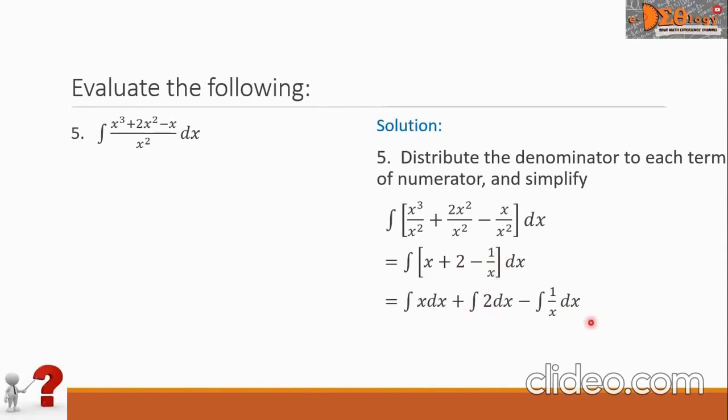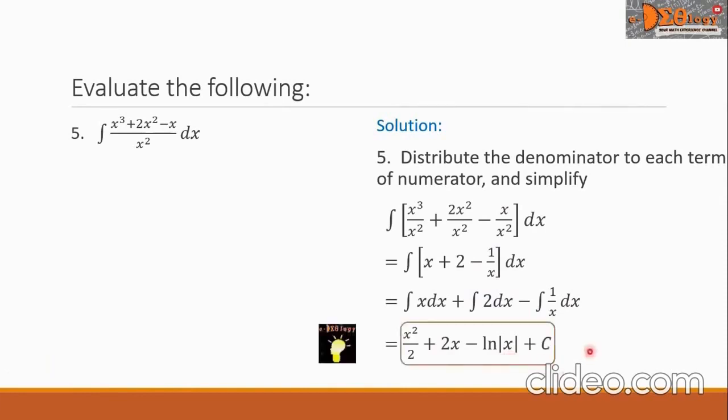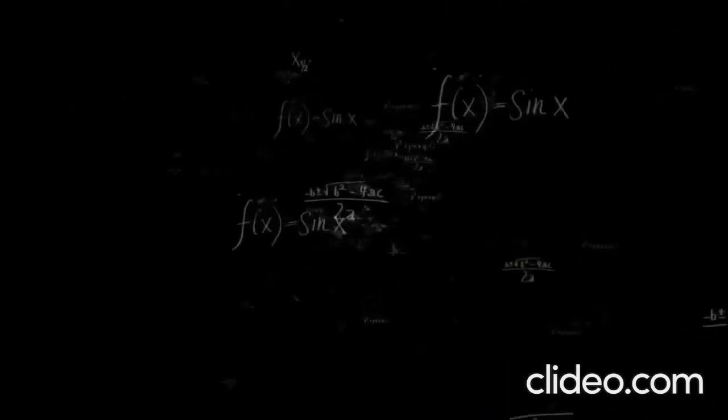Evaluating the respective integrals now, we have x squared over 2 plus 2x minus the ln of the absolute value of x, and then we will add plus c. This is now the final answer.